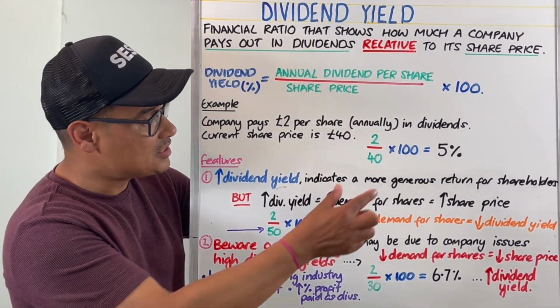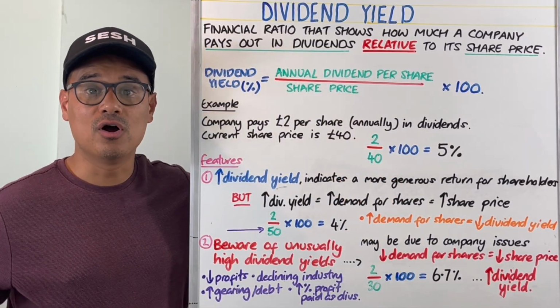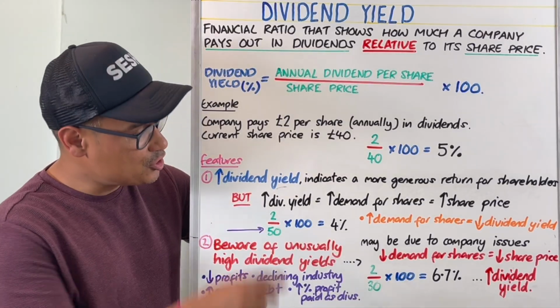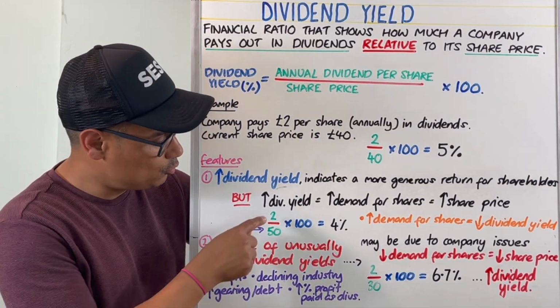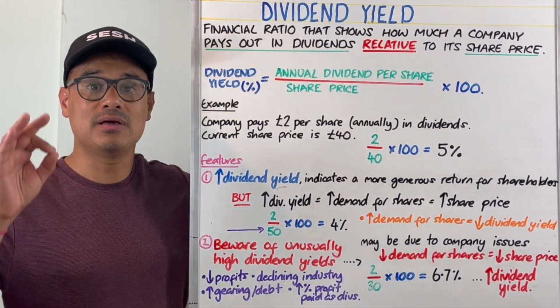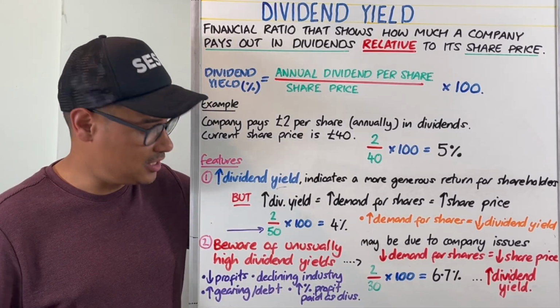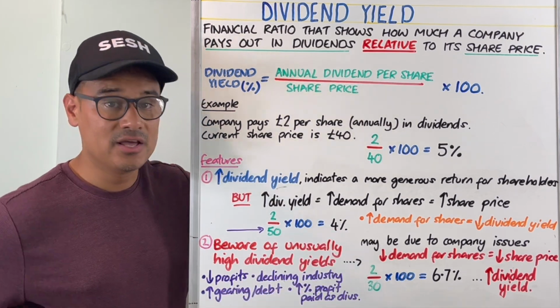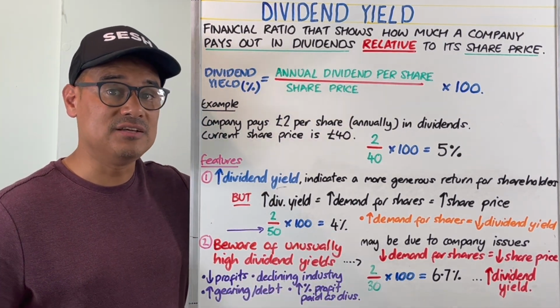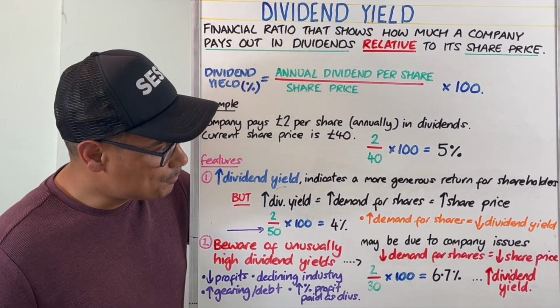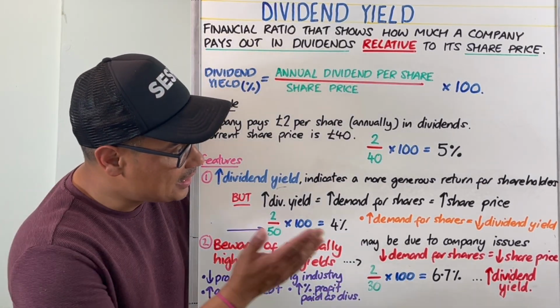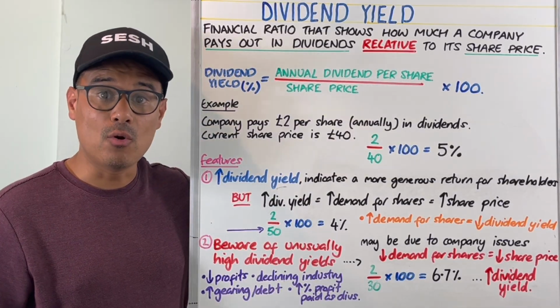And if the share price increases from, for example, £40 per share to £50 per share, then the new dividend yield, assuming the same dividends paid per year of £2, is 2 divided by 50 times 100, which is 4%. So over time the dividend yield has fallen. It's likely that a higher demand for shares might mean you get a lower dividend yield.